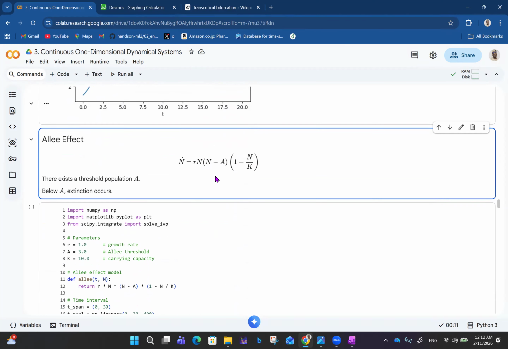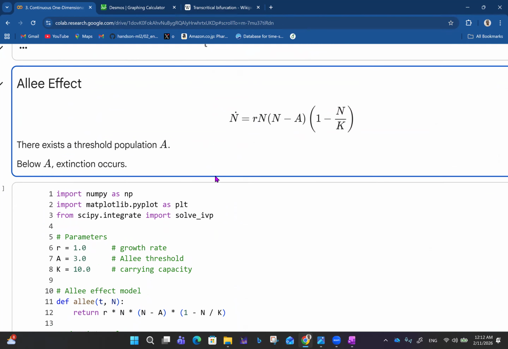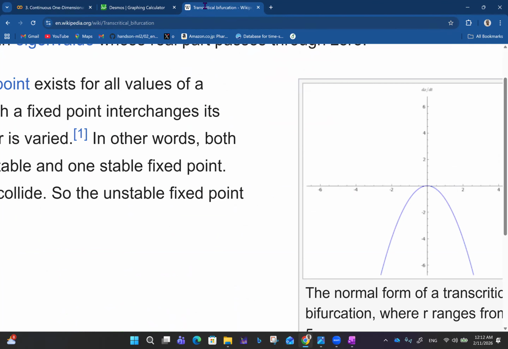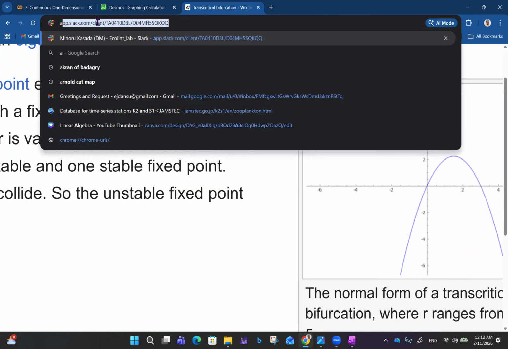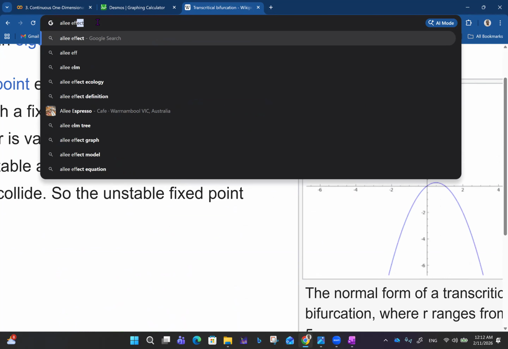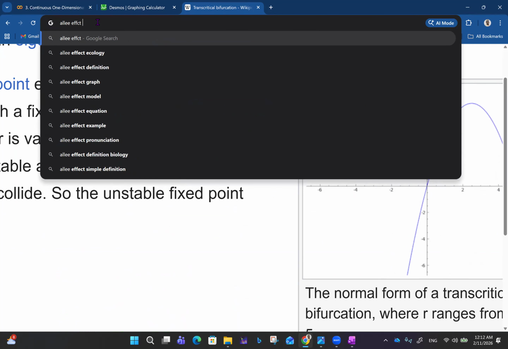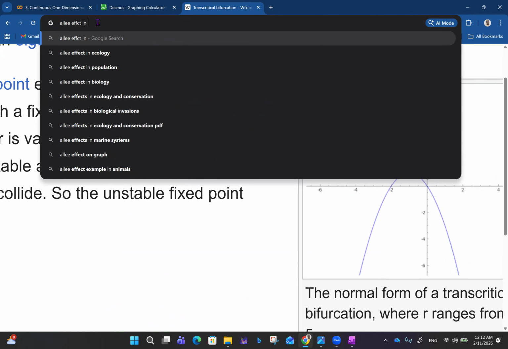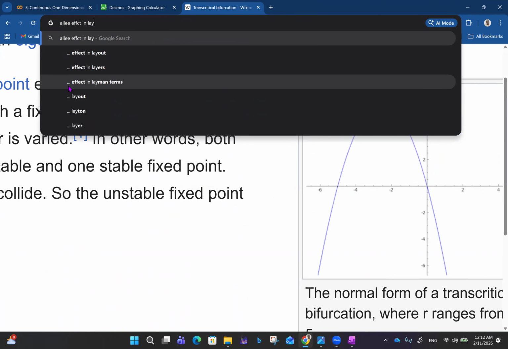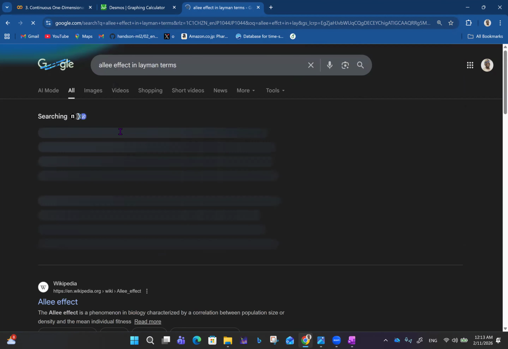And then we have what is called the Allee effect. So in this case, there exists a threshold population A. Below A, extinction occurs. All right. So for the Allee effect, maybe I should even look up the Allee effect in layman's terms. Allee effect, in layman language, in layman terms. Okay, good.